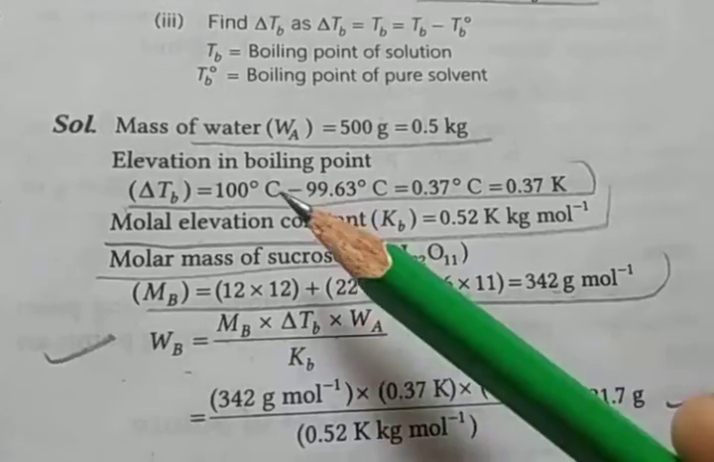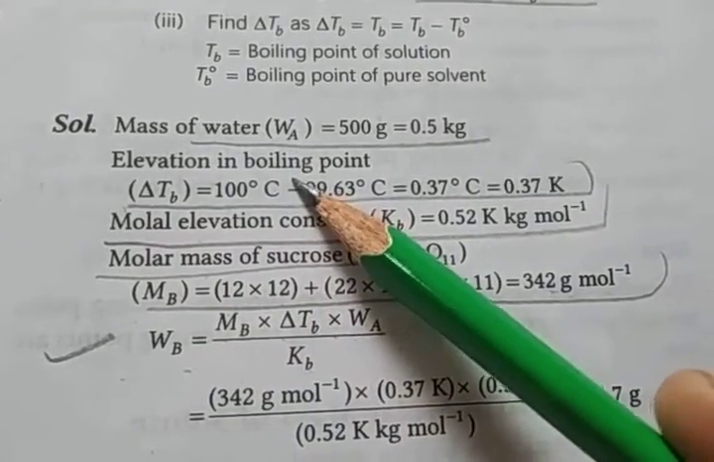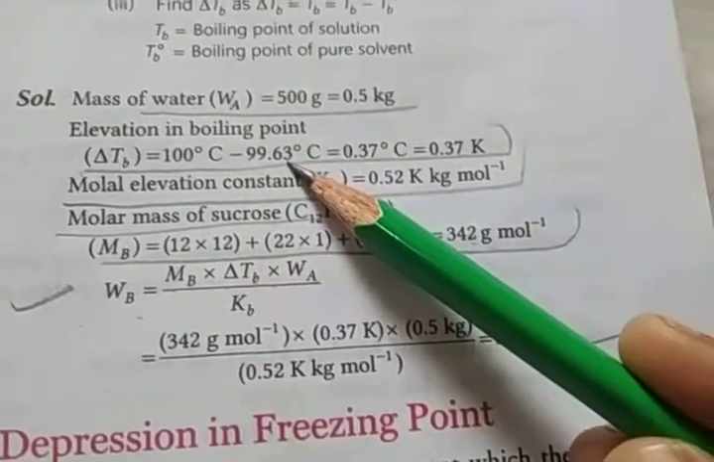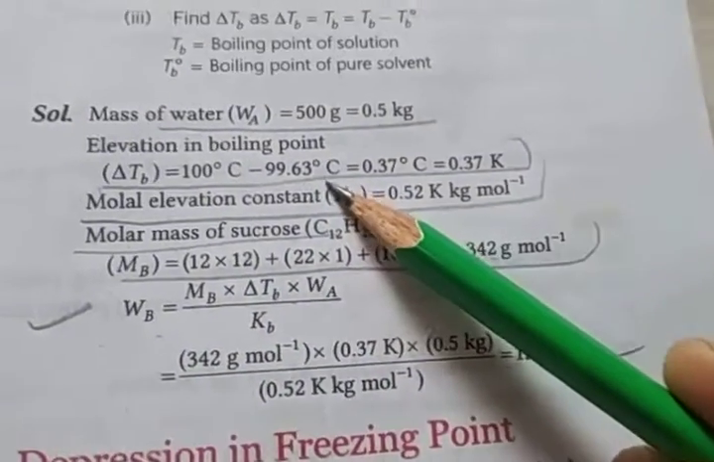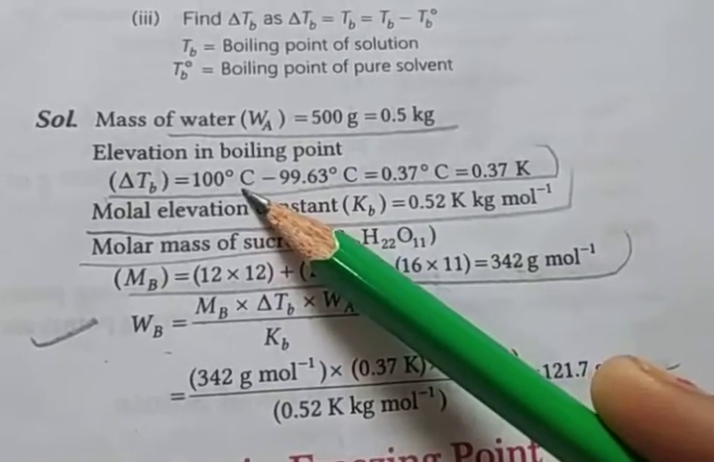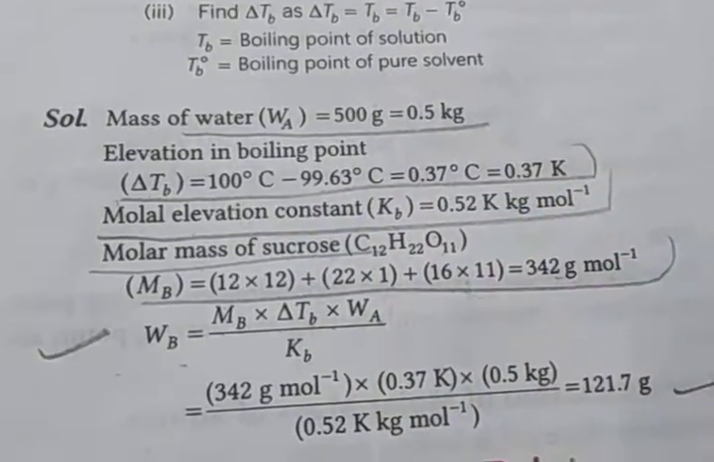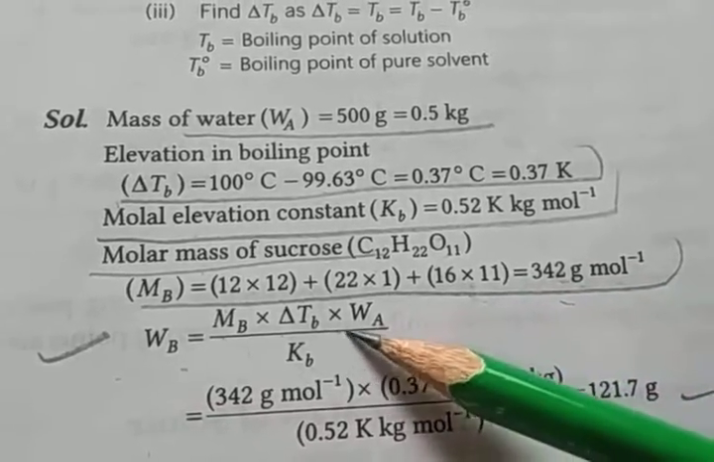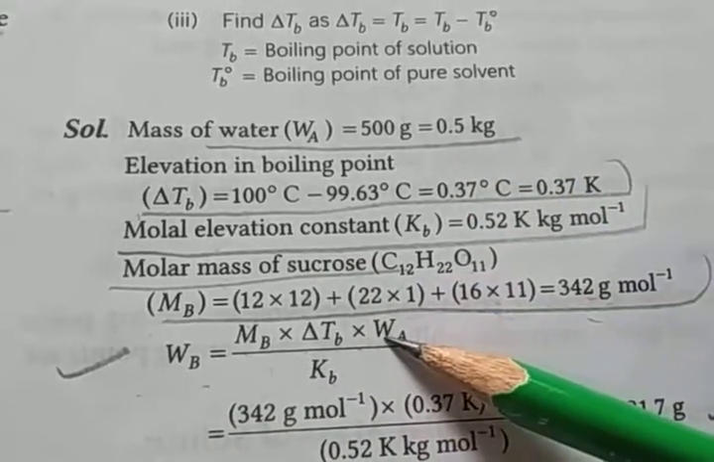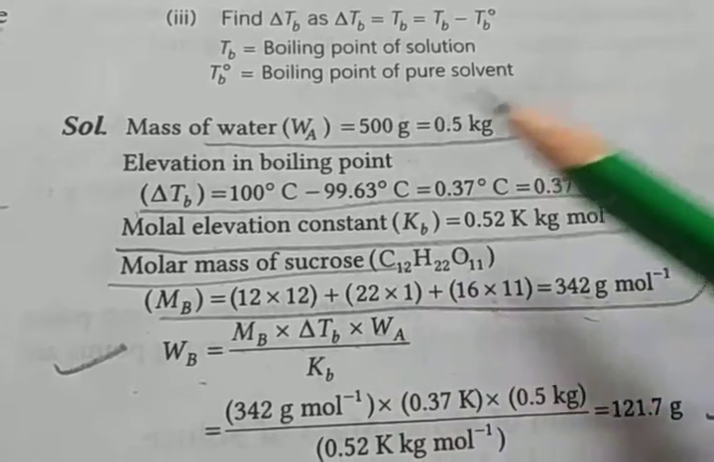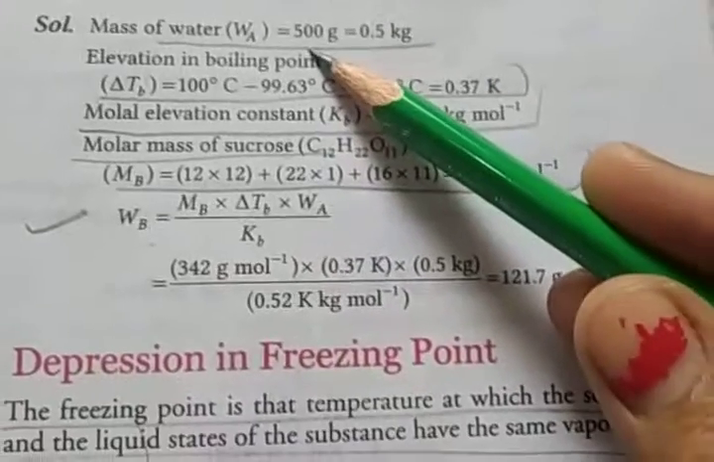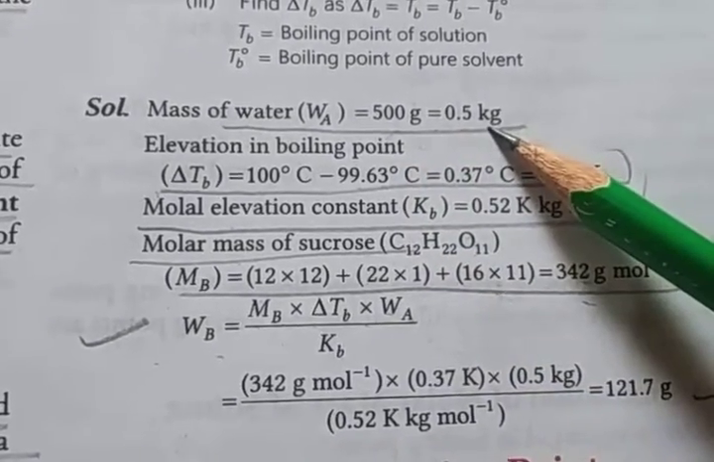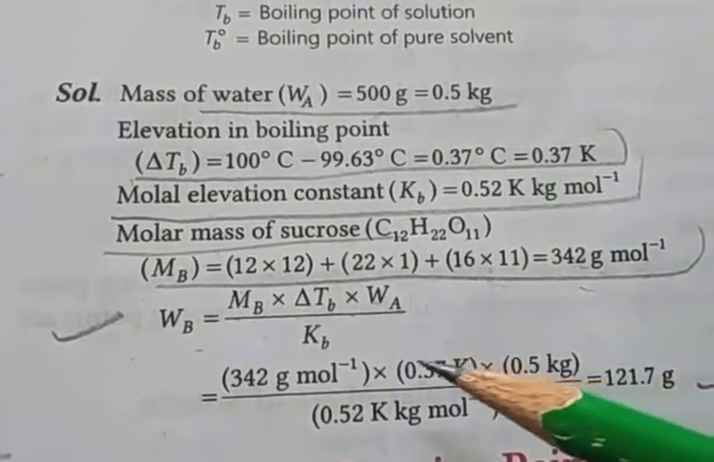Then delta Tb, the elevation in the boiling point, is the difference between the temperatures. The boiling point of the water is given as 99.63 degrees Celsius. The total is 100 degrees Celsius, so minus, it is 0.37 degrees Celsius. This is the elevation in the boiling point. Then Wa, 500 gram of water is given, the mass of the water. Convert into kg, so 0.5 kg, divide by 1000.